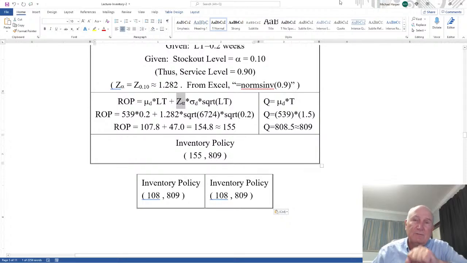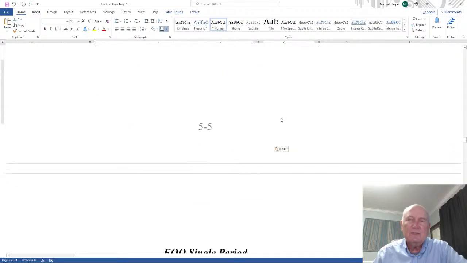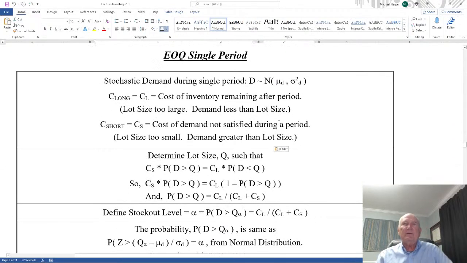So you don't do that. What you do is order the same amount earlier. It takes discipline, but if you do it, then it works. And you lower cost, increase efficiency. So there's a takeaway. Let's continue on. Let's go to the single period.